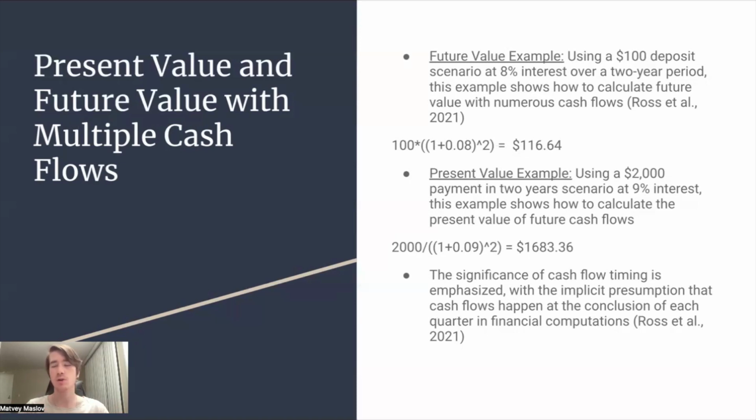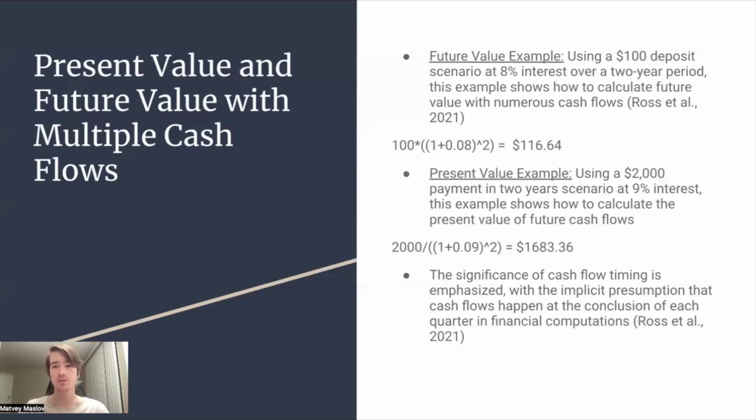And when it comes to a present value example, we know that we're going to have a future value of $2,000 in 2 years, and this specific bond has a 9% interest rate. This is how we would calculate the present value, which is 2,000 divided by (1 plus 0.09), which is the interest rate, in brackets to the power of 2, which is the 2 years until the maturity date. This way we get an answer of $1,683.36, which would be the actual present value for that specific bond.